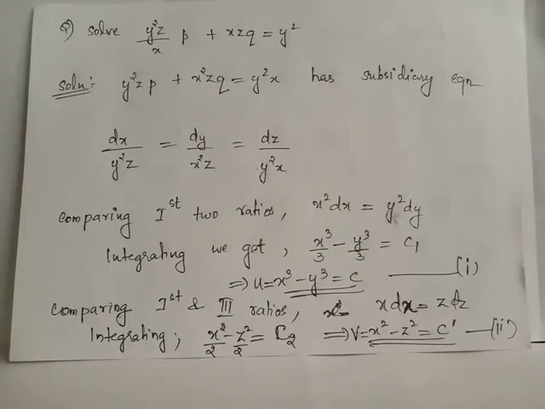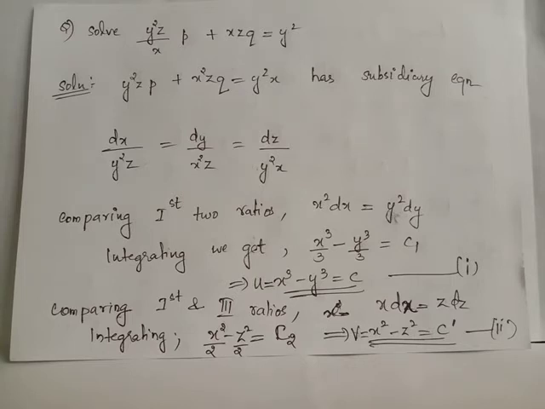Let's look at an example. Solve y square z by x p plus x z q equals y square. Notice that this is Lagrange's form of partial differential equation. If we multiply the complete equation using x, you obtain y square z p plus x square z q equals y square x. Now we will write the auxiliary equation, which is given by dx by P equals dy by Q equals dz by R. We know that capital P is the function y square z, capital Q is the function x square z, and capital R is the function y square x.